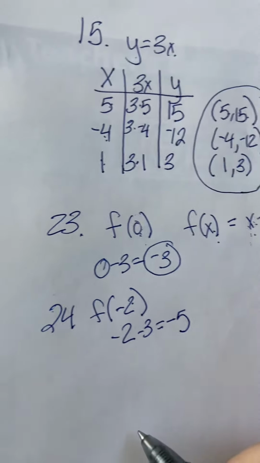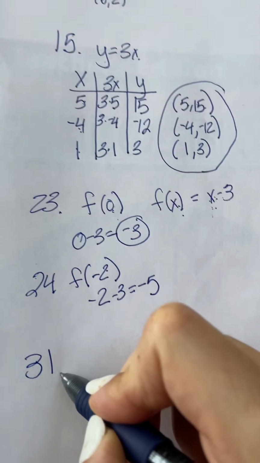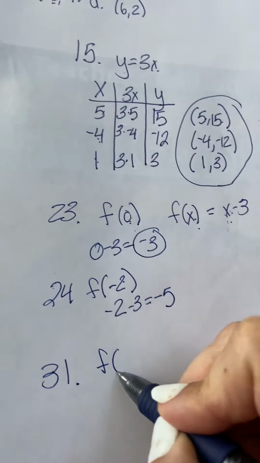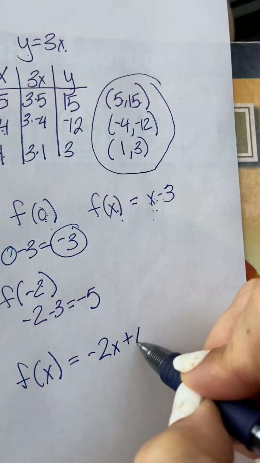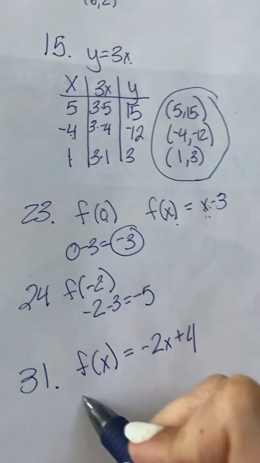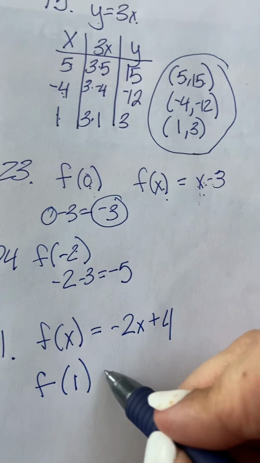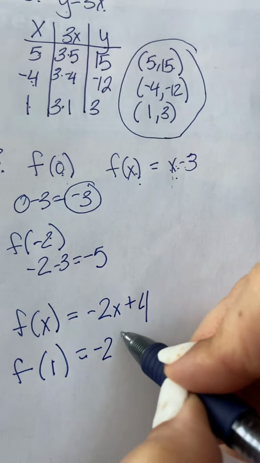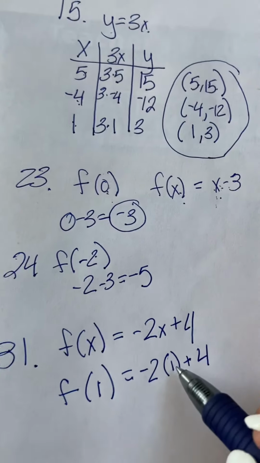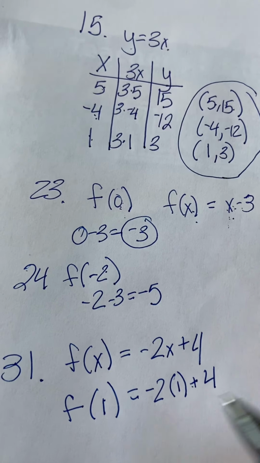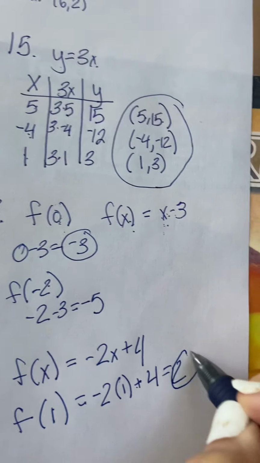The last section, I'll do 31. It's the same thing, but f of x equals negative 2x plus 4. So if I have f of 1, I put 1 in for x. That's going to equal negative 2 times 1 plus 4. Negative 2 times 1 is negative 2, plus 4 is 2. So the answer is 2.